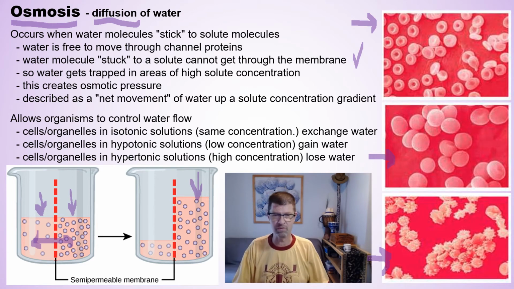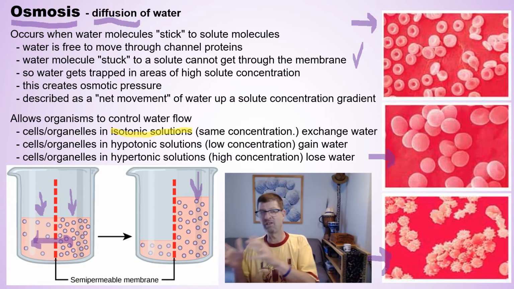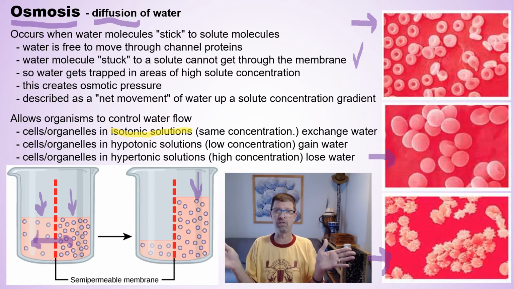We do have some terminology associated with this here. An isotonic solution has the same amount of stuff dissolved in it inside the cell as outside the cell. So the water is moving back and forth randomly. There is no net osmosis. There is just water going randomly back and forth.